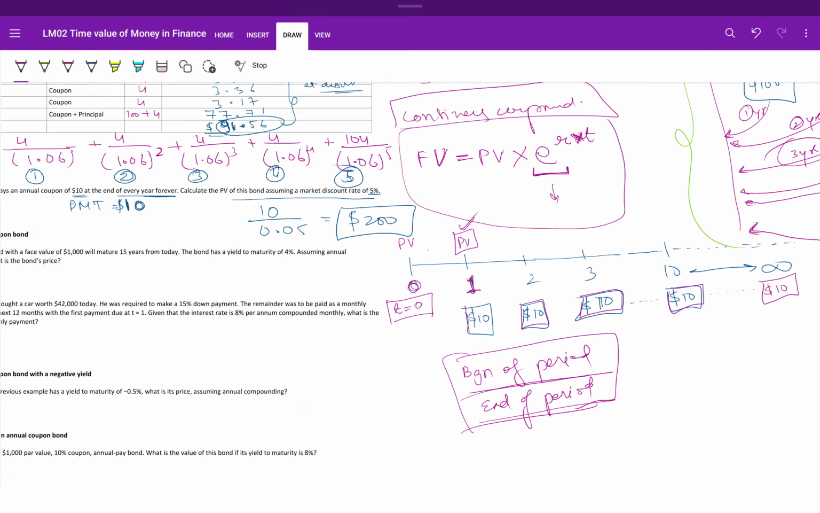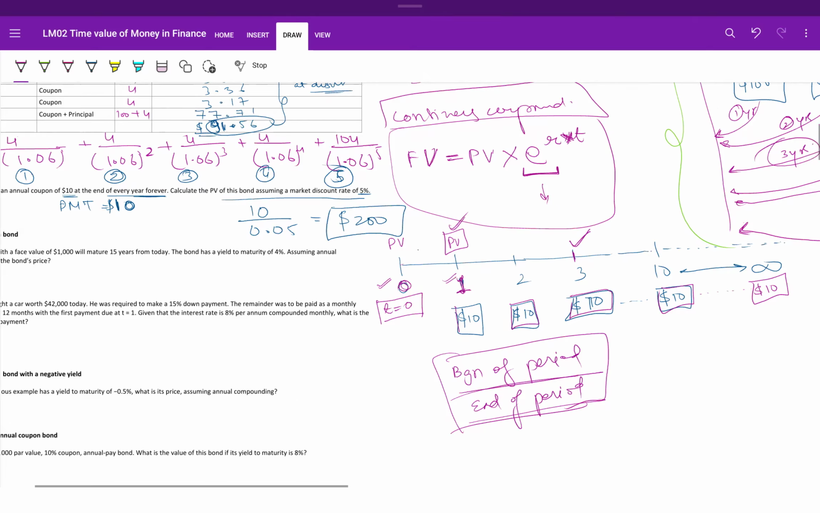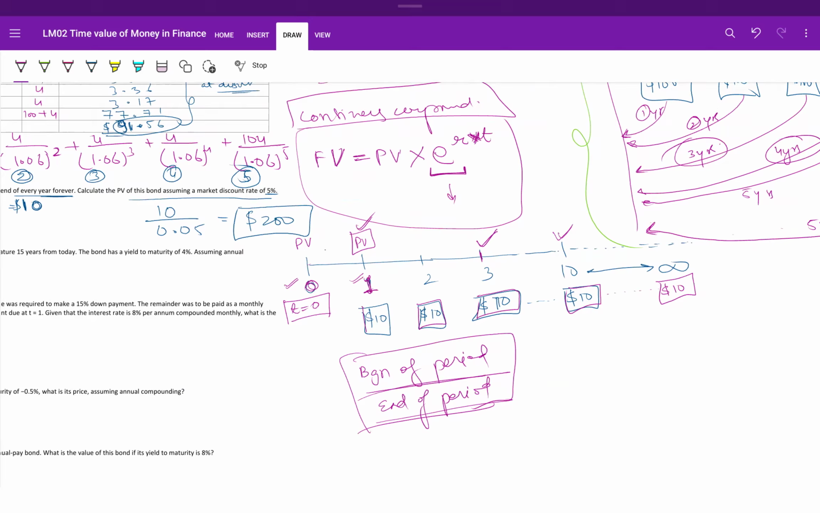Now understand this thing and remember this thing. There might be some kind of questions where they will ask you after 3 years, what is the value of this kind of a bond? So after 10 years, what is the value of this kind of a bond? What would you pay for this kind of a bond? There might be these kind of questions.